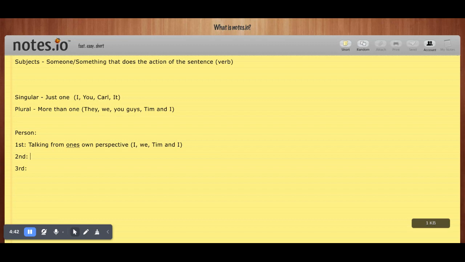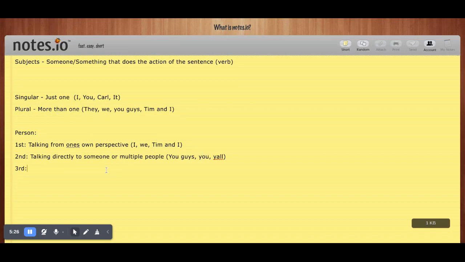Now, second person is going to be talking directly to someone or multiple people. So what would second person look like? Well, that would be perhaps you guys, or you, or y'all. Essentially, any subject in which you are directly addressing someone or something. So, in this case, you would be an example of a second person singular subject, or you guys would be an example of a second person plural subject.